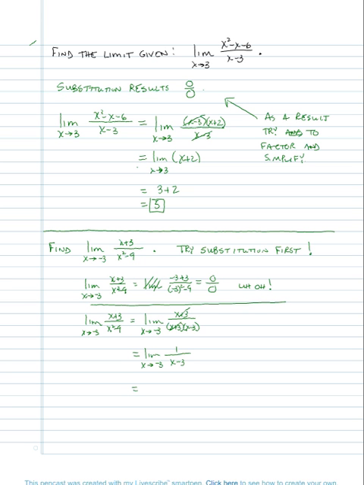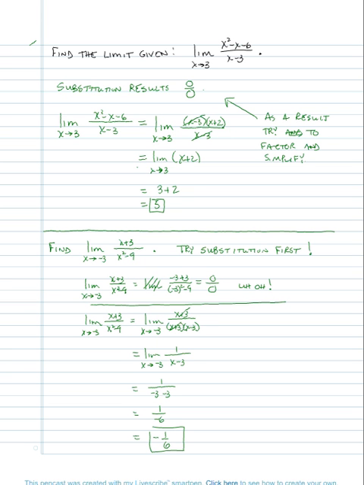We can try substitution again. So this time, the limit does disappear. We replace x with negative 3, and so we have 1 over negative 3 minus 3. But negative 3 minus 3 is negative 6, and so we would write 1 over negative 6 as the negative of the fraction 1/6. So we've calculated our limit.